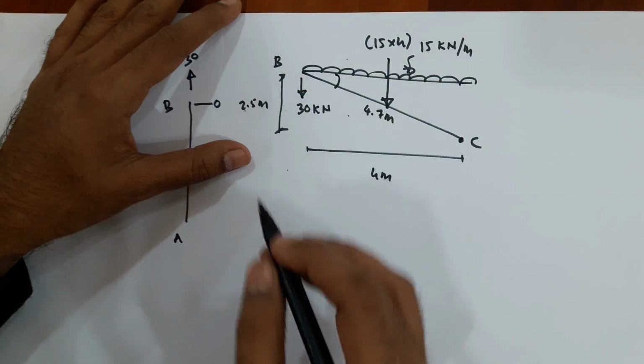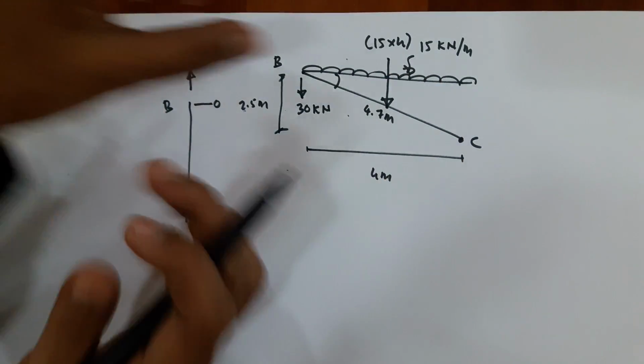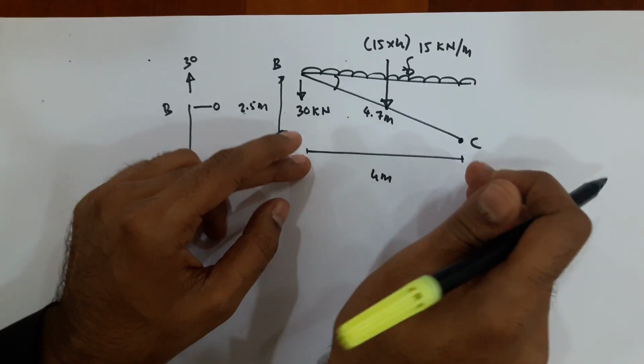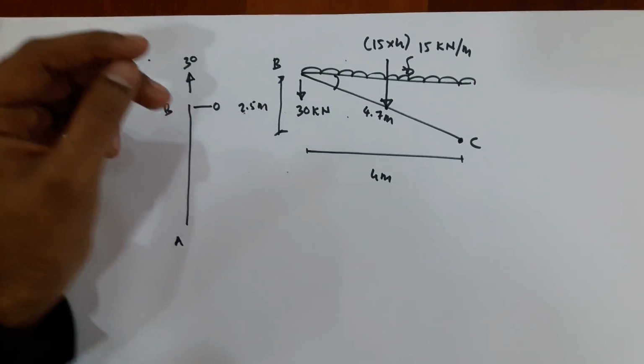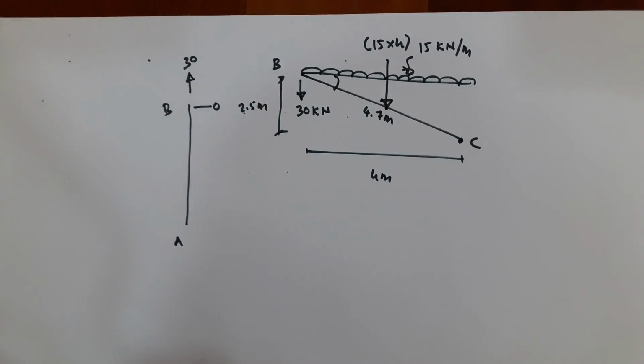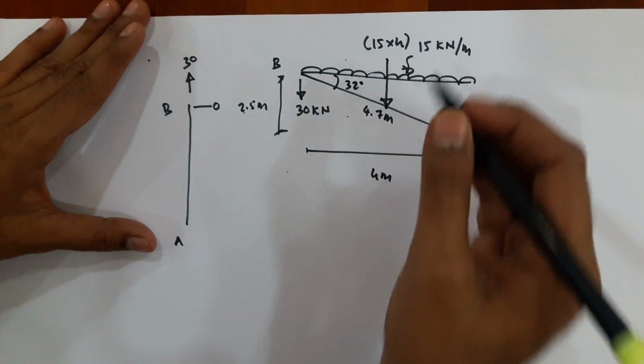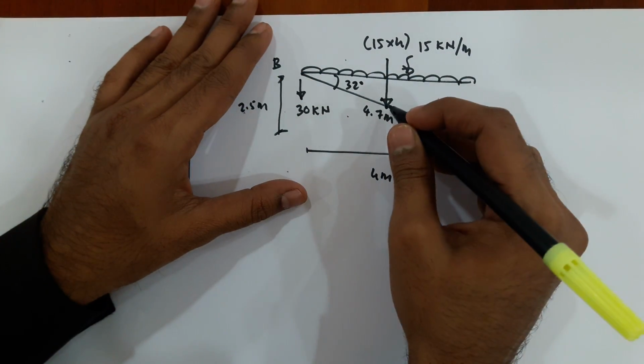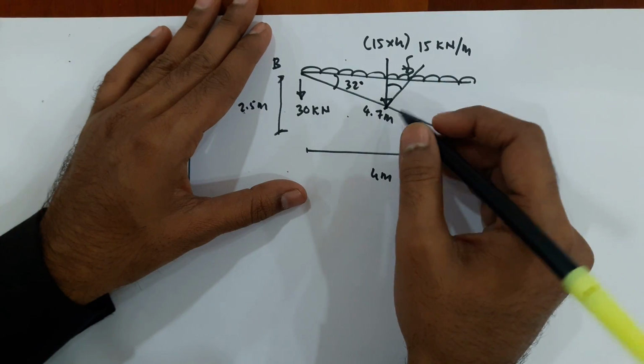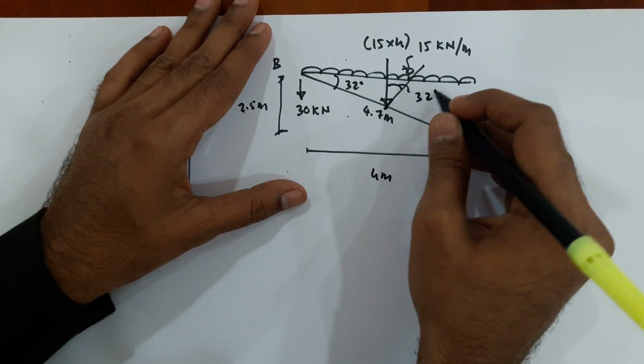So we know this angle, we can find this angle easily. This is 2.5 meter and this is 4 meter. By using the tan formula, we can find this angle. This angle is 32 degree. This angle and this angle are equal. So this is 32 degree.